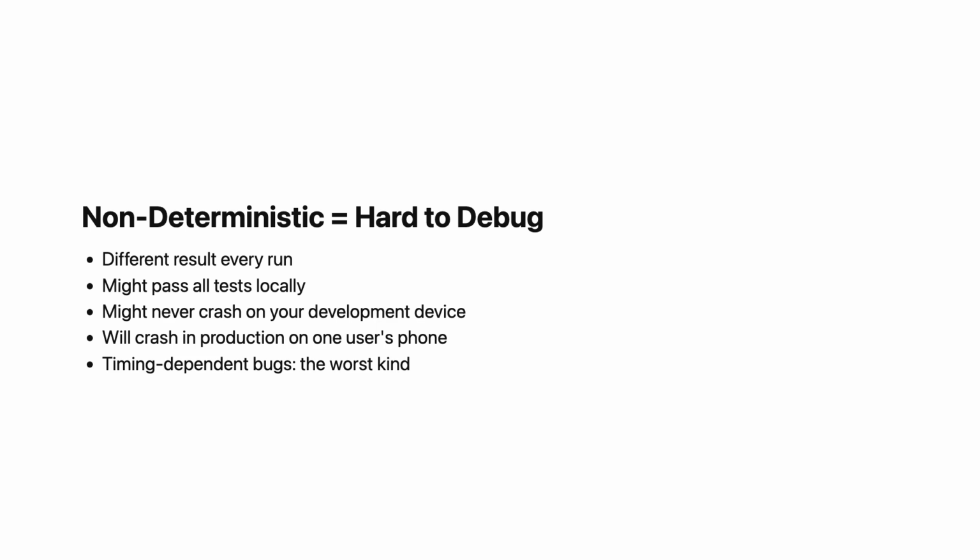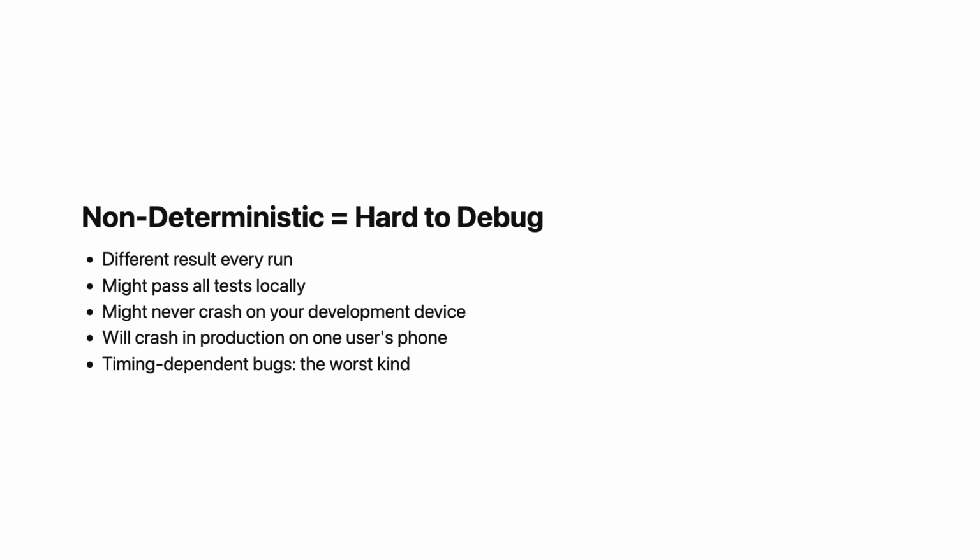Your code works sometimes and fails sometimes, depending on the exact timing of thread scheduling that particular run, and this is why race conditions are so hard to debug. They might not show up in your tests, they might not happen on your development device, but they will happen in production, on that one user's phone where the timing is just wrong enough.